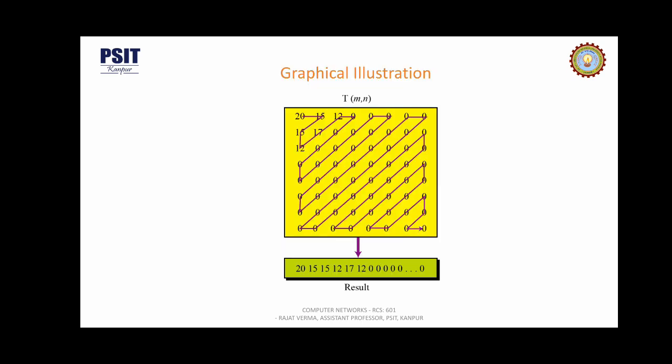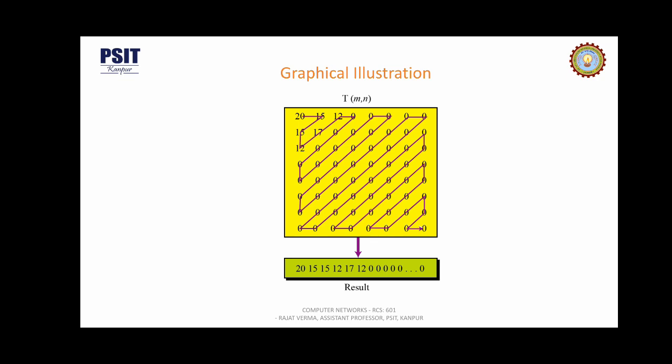Now here you can see the zigzag manner that is received in the table m comma n, right, and the nodes occurring in a zigzag manner are mentioned in the result of the table, as if the first value is 20, then 15, then the second row first element 15, then the third row first element 12, then 17, then 12, then 0 0 0 0, then 0 0 0 0 0, and so on.